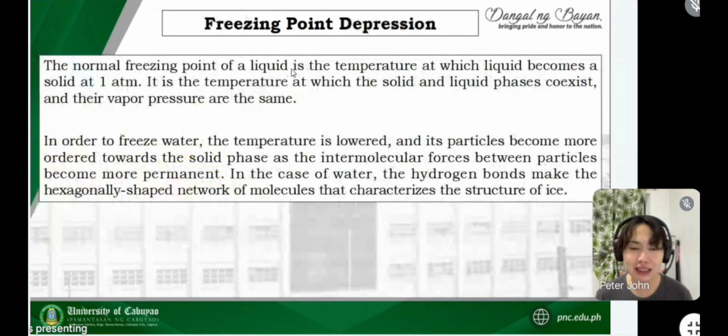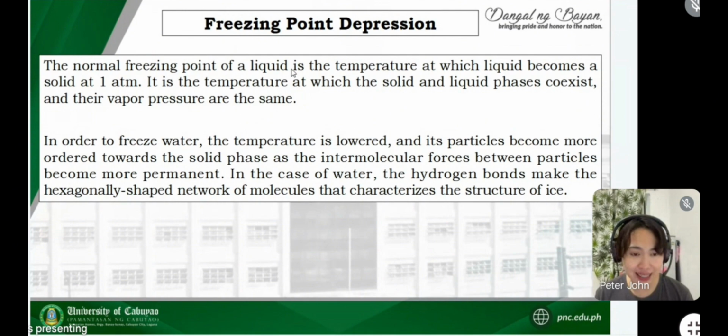So let's proceed with the freezing point depression. Normally, since nag-focus tayo kay water, the freezing point of water is 0 degrees Celsius. So, in this case, from the word itself, depression, ibig sabihin, maapektuhan na yung 0 degrees Celsius ng water once we add a solute in a given solution. So, there are tendencies that probably magiging negative na yung freezing point ng substance once we add more solute.